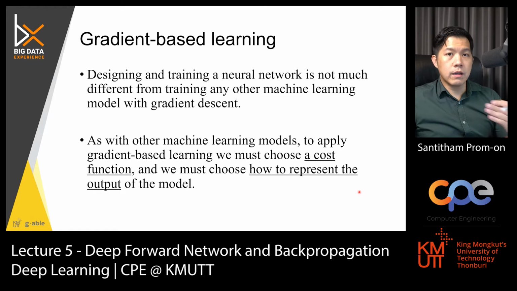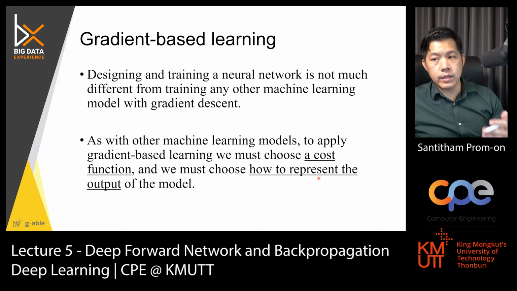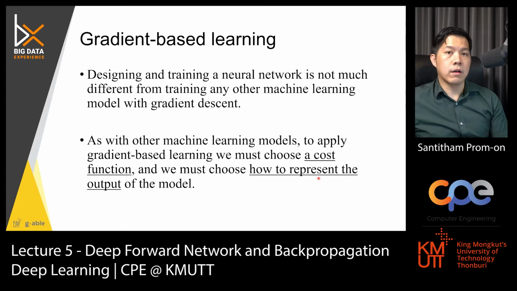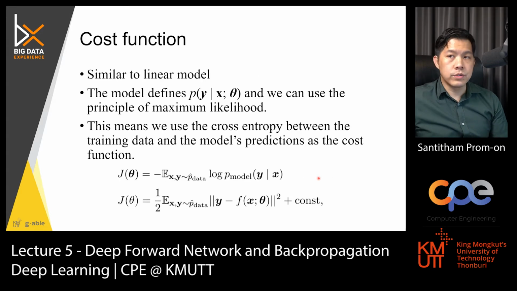But in terms of training, if we talk about just the architecture of the feedforward network, the training of the neural network is not different from other machine learning models. We can use gradient descent to train the model. So we can apply gradient-based learning to optimize the cost function, so that we have a better version of the model. So what should be the cost function? This cost function will be similar to the linear model. We can use maximum likelihood estimation, trying to match the distribution of y.